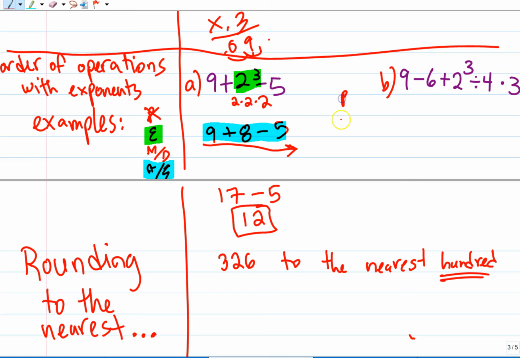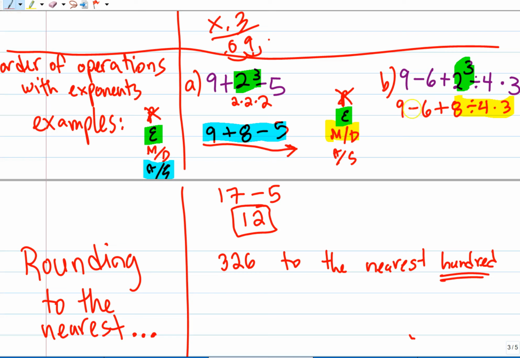Next example here, PEMDAS. No parentheses again, but I see exponents. 2 to the third power is still what? Well, 8. Bring the rest of it down. Now here's where some of you are going to get in trouble. After we dealt with the exponents, we have multiplying and dividing. What do I do first?